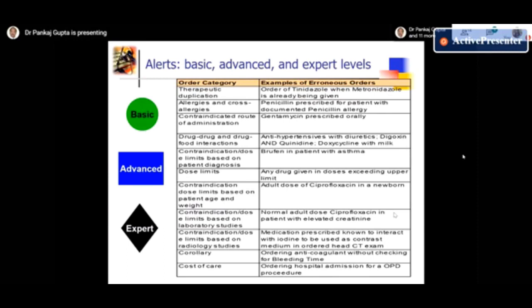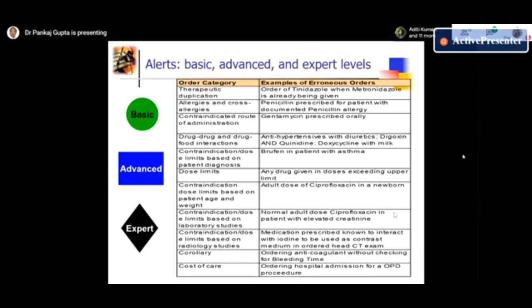Drug and drug-food interactions, I gave you some examples of that. Contraindications, dose limits. So if something has exceeded the dose, then the system will say, please don't prescribe more. In terms of dose limits based on age, gender, and so many other factors, the system has that intelligence. It will flag and say, please don't do this.